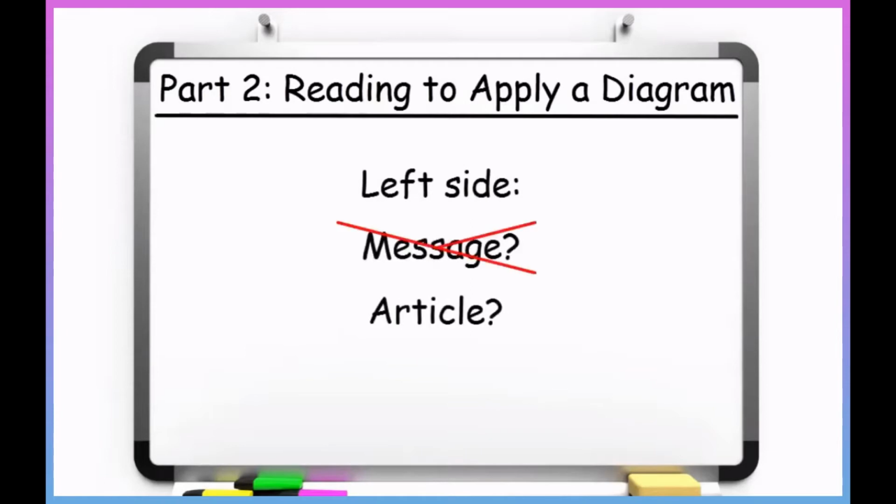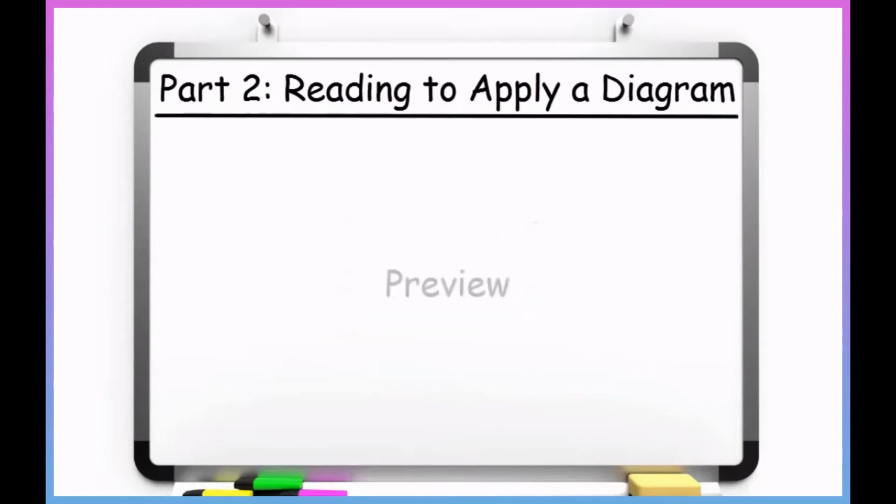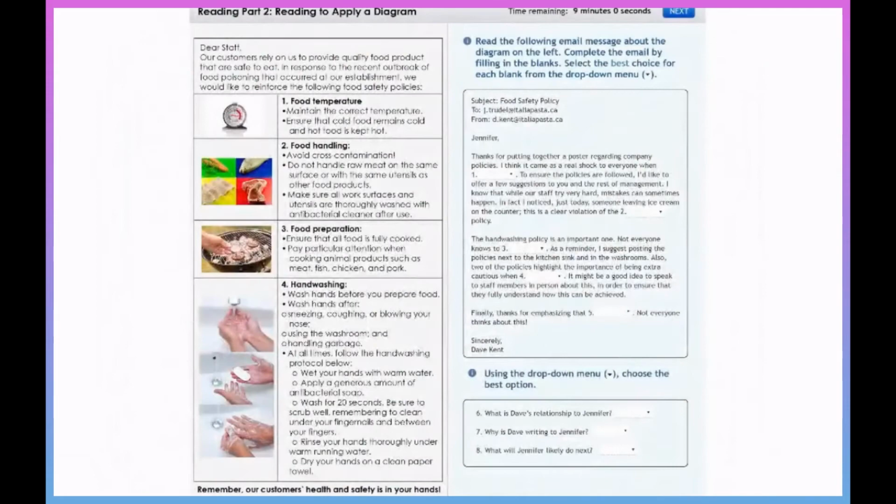On the left side of the screen, you won't have any message or article to read. Instead, you'll have a diagram. You'll have to approach this a little differently. But before we discuss that any further, what's the first thing you should do when you start reading part 2? Quickly preview the entire part.